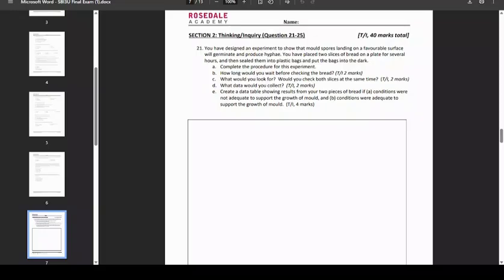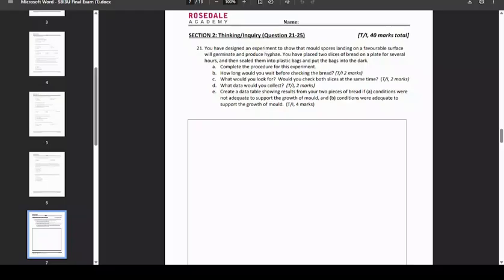So what do I look for? Well, I will look for fuzzy or discolored patches that would usually appear white or black, and I'll check both slices at the same time to compare them under identical conditions. What data would I collect? Well, I will record the presence or absence of the mold, obviously, the color of the mold, and the approximate, well, I guess I could measure out the area of the bread surface covered and the day it first appeared.